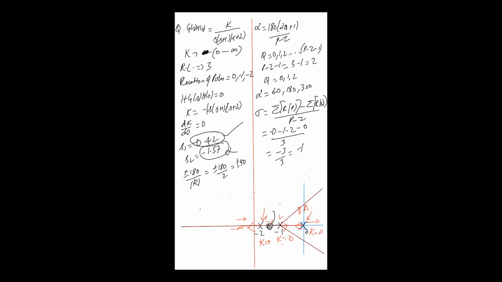Now we finally draw the root locus, the branch which is coming from here. And one branch is coming from here. They will intersect with each other. One branch will move like this. Sorry for this.